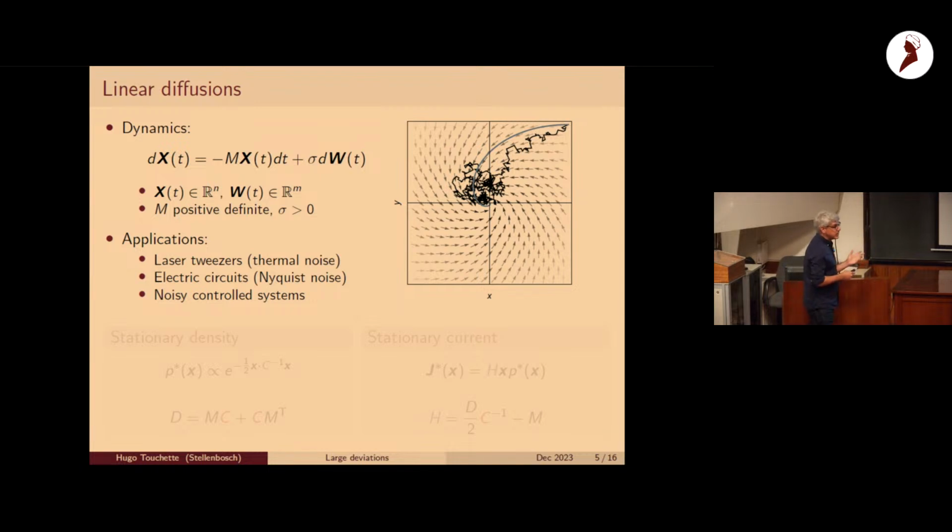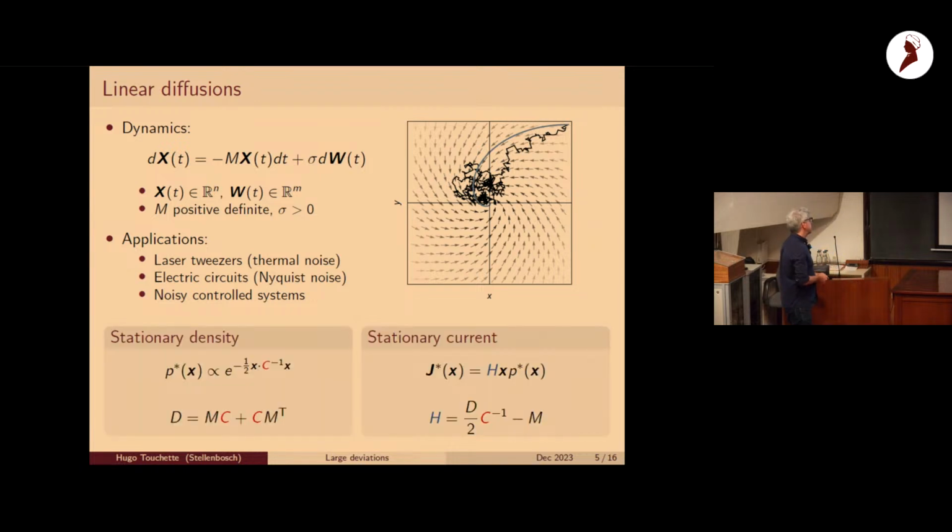So this can model many different systems. So I've mentioned laser tweezers, but also if you model linear electrical circuits, and then you take into account the noise, the electrical noise into the circuit, the Nyquist noise, then you can map this also into a linear stochastic differential equation. In control theory, this is used quite a lot too as a model of control systems that are perturbed externally by noise. In this case, not necessarily thermal noise, it can be just external noise.